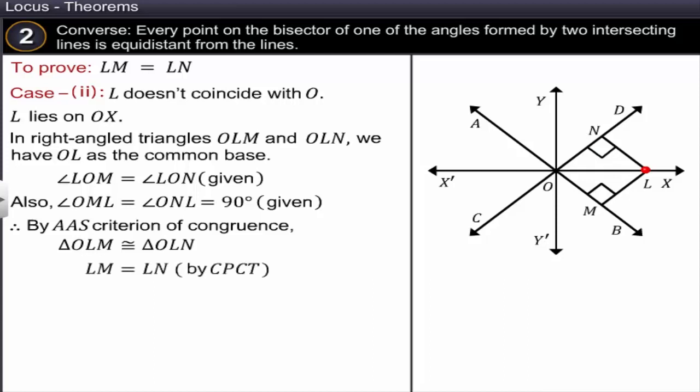Similarly, we can prove the result when L lies on OX', OY, and OY'. Hence proved.